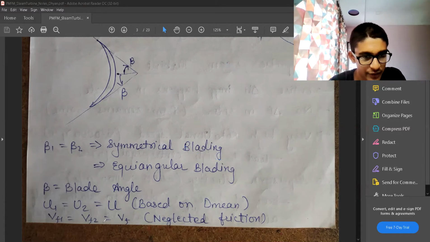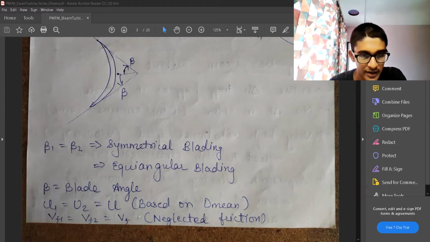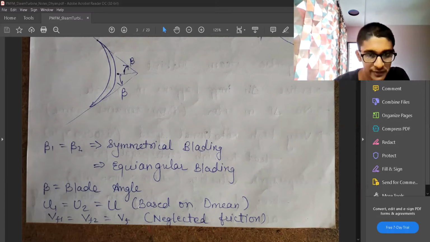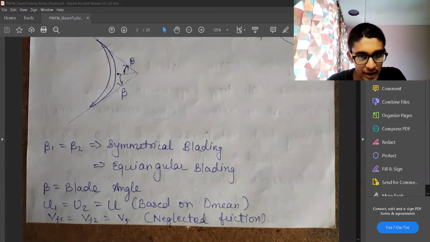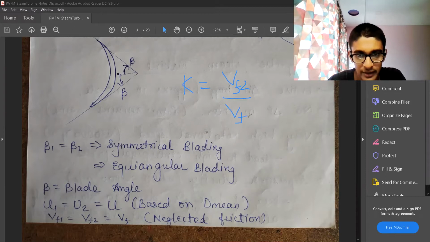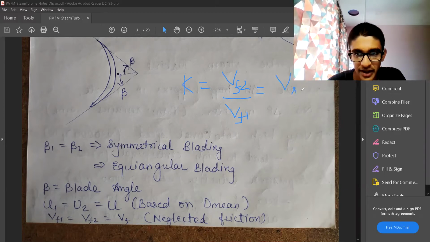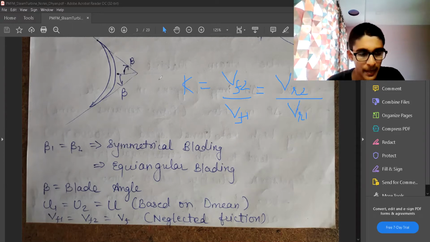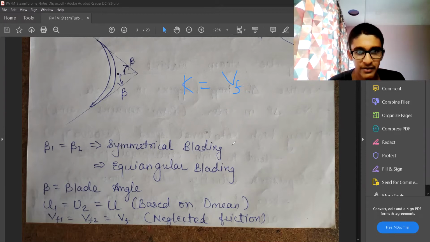And VF1 is equal to VF2 is equal to VF, that is, neglecting friction, the flow velocity remains the same, and the flow velocity will be helpful to define the mass flow rate, which we'll see later. And if friction is involved, the friction coefficient K is defined as VF2 over VF1, or in case of equiangular blading, this is the same as VR2 divided by VR1. But this relation is true only when we have equiangular blading. That is generally true for industrial purposes.